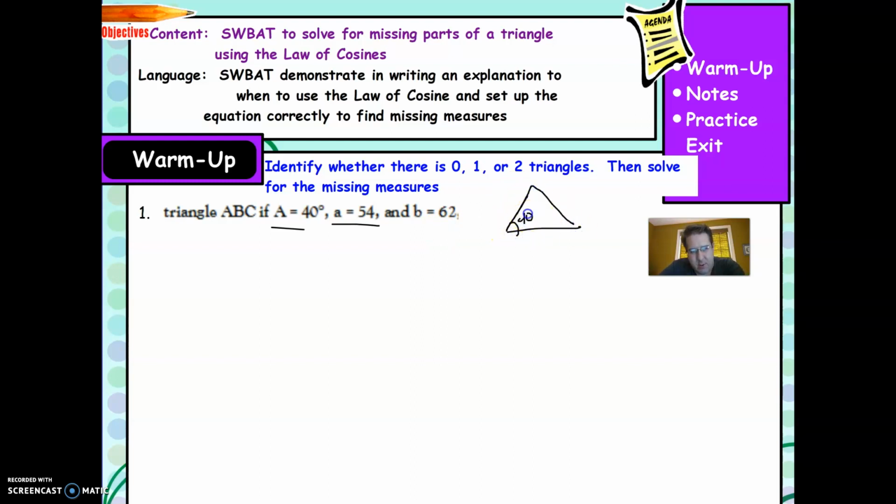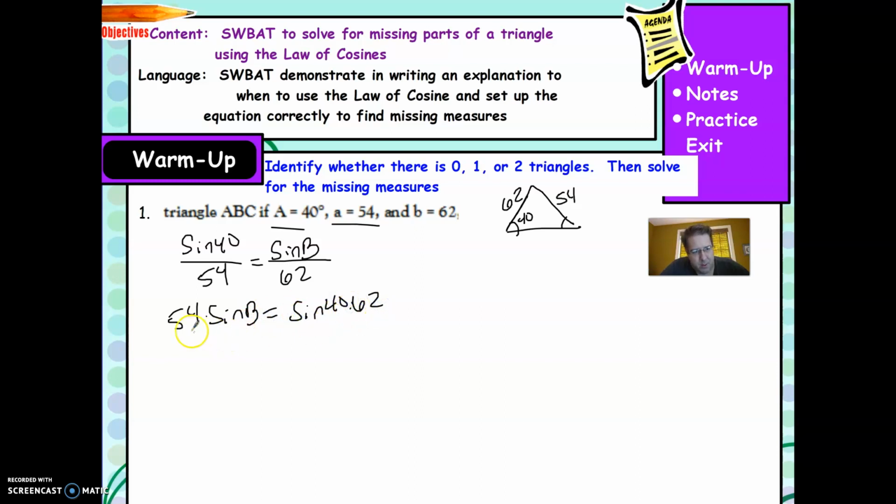So you can say that this is angle A and that this is side A and that angle B, okay, so this would be 62, so this would be angle B. So we know that sine of 40 over 54 is equal to sine of B over 62. So then I would cross multiply, so it gives me 54 times sine of B equals sine of 40 times 62. I would then divide both sides by 54. That gives me sine of B equals sine of 40 times 62 over 54. And then I'll have to do inverse sine of that number.